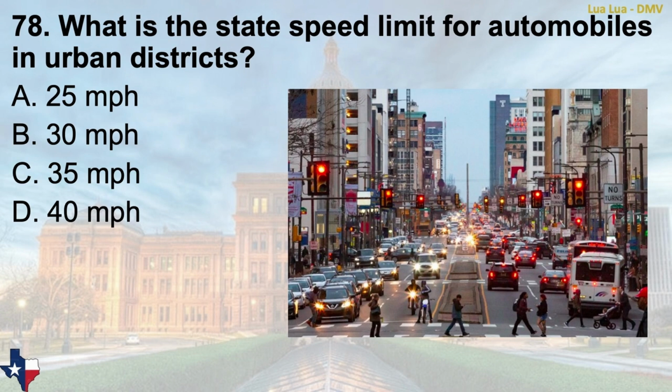Question 78. What is the state speed limit for automobiles in urban districts? A. 25 miles per hour. B. 30 miles per hour. C. 35 miles per hour. D. 40 miles per hour. The correct answer is B. 30 miles per hour.